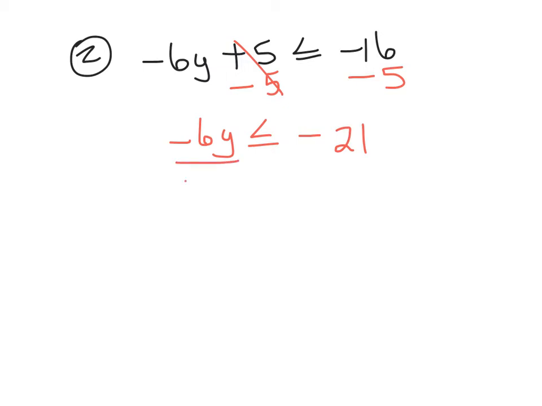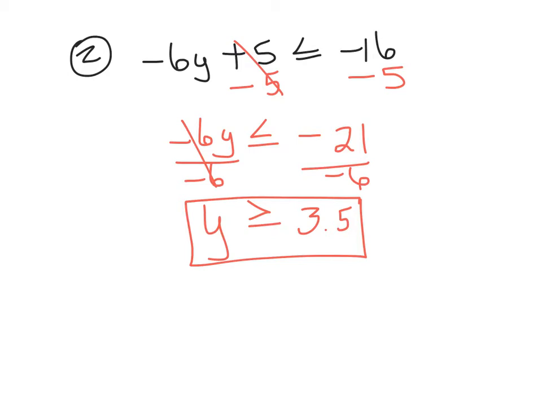And then to get the y by itself, divide by negative 6, divide by negative 6. Left with y. I divided by a negative, so I got to flip the sign. Negative divided by a negative is a positive, so then you just have 21 divided by 6, which gives you 3.5.